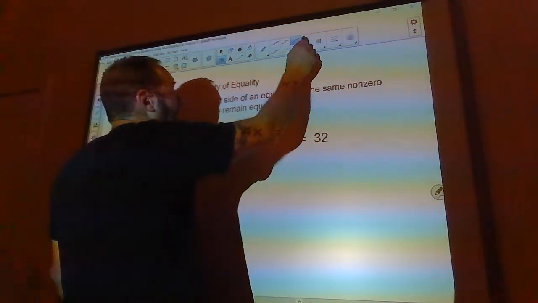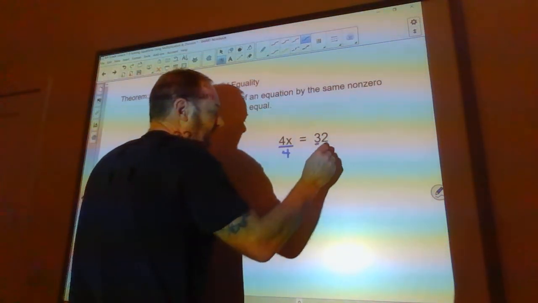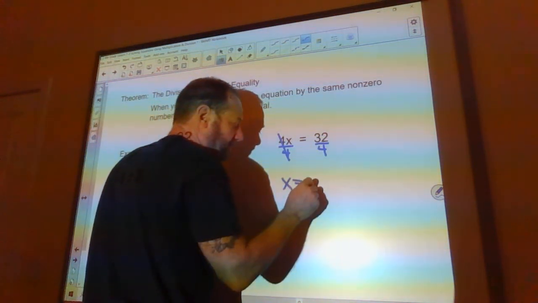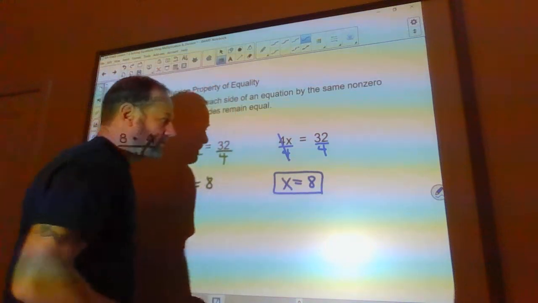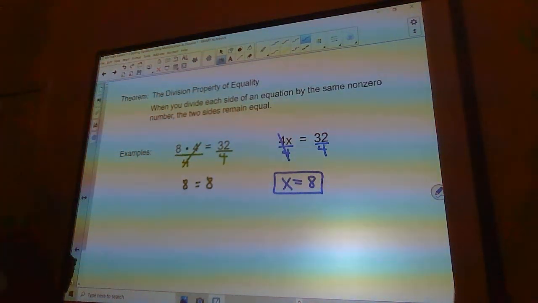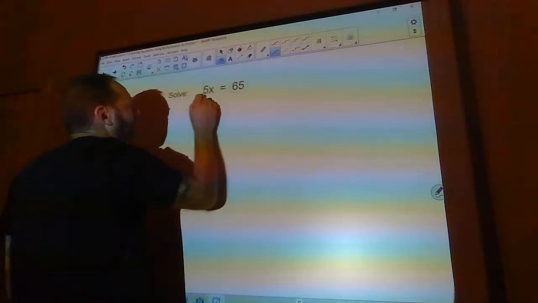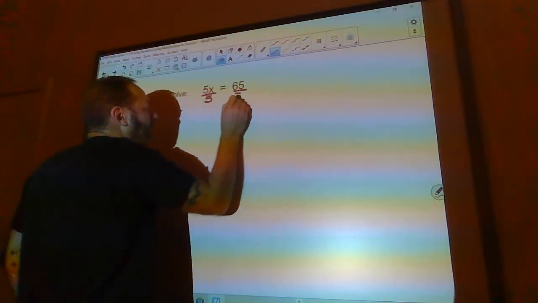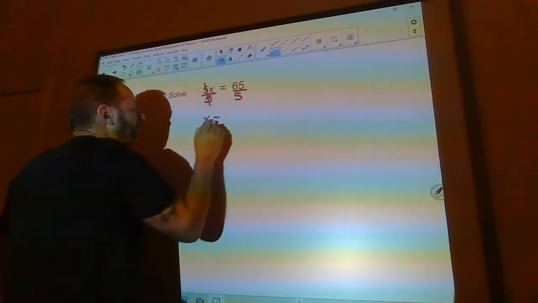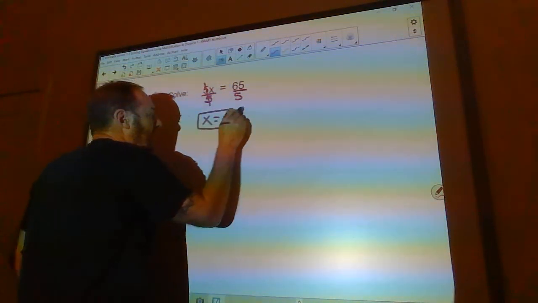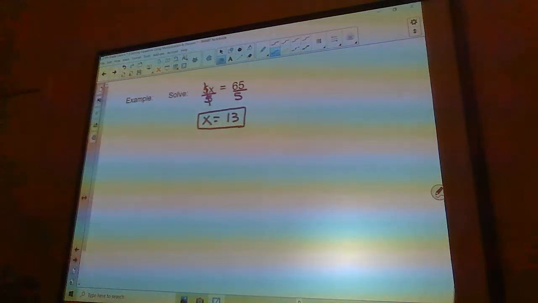So I can use that over here. I could divide both sides of this by 4. This goes away. X is 32 divided by 4, which is 8. Okay, solve this one. So 5 times x is 65. This is a real simple one. I'm going to go ahead and divide both sides of this by 5. This goes away. I'm left with x, which is what I want to know. 65 divided by 5, everybody knows that's 13. And there we go. X is 13.